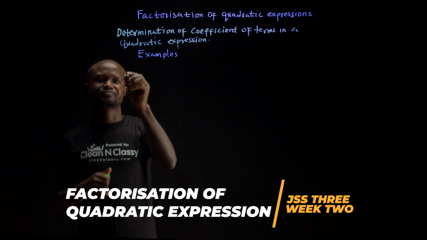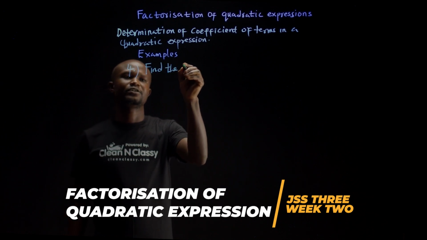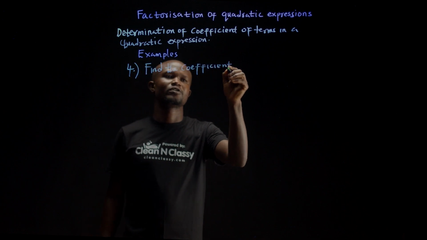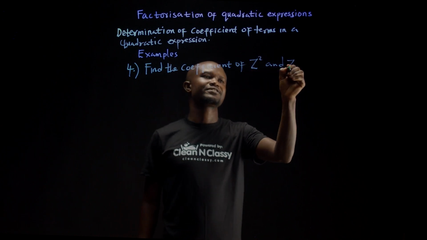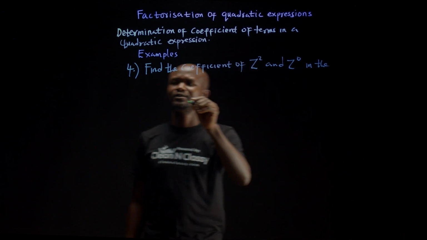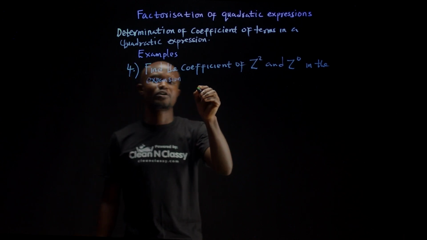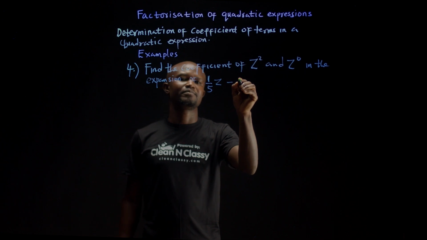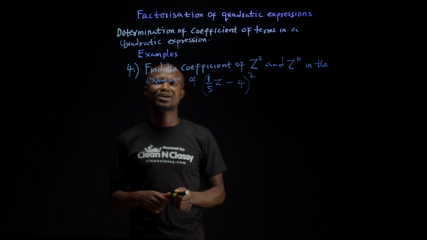Number 4. Find the coefficient of z squared and z raised to 0 in the expansion of 1 over (5z minus 4) raised to the power of 2. Now let's look at this question.